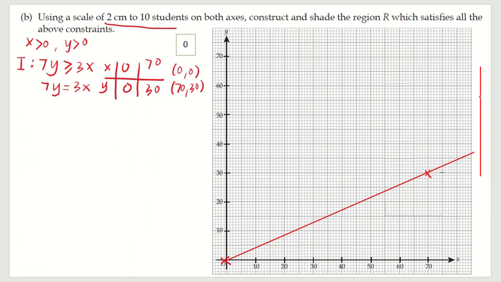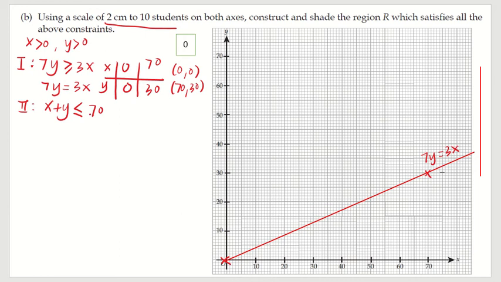Then don't forget to label. Okay, don't forget to label. This is 7y equal to 3x. Or you can write y equal to 3 over 7 x also can, as long as y is on the left-hand side and y must be positive. Okay, then we go to the second constraint. The second constraint is x plus y less than or equal to 70. Less than or equal to 70.